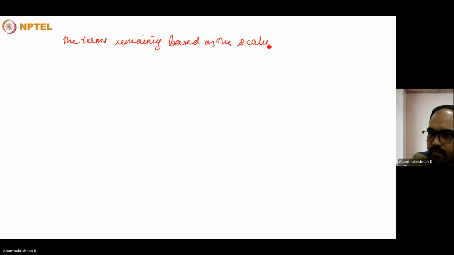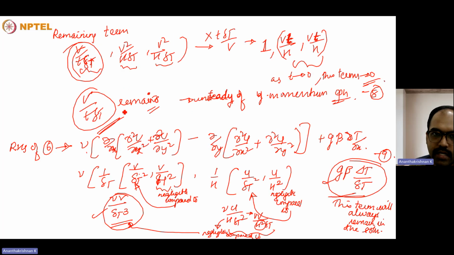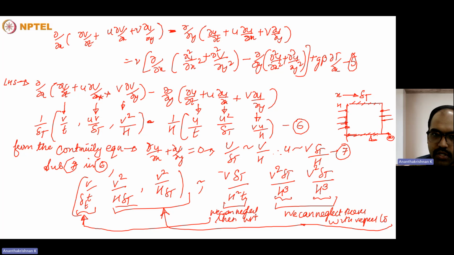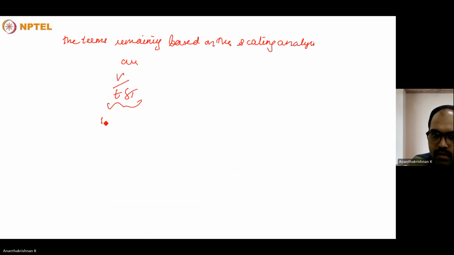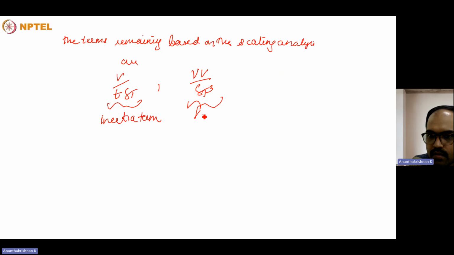So the terms remaining, based on the scaling analysis, are v by t delta, that is the unsteady inertia term, and then mu v divided by delta t cube, that is the viscous force, viscous term, and then g beta delta T divided by delta T, that is the buoyancy term.